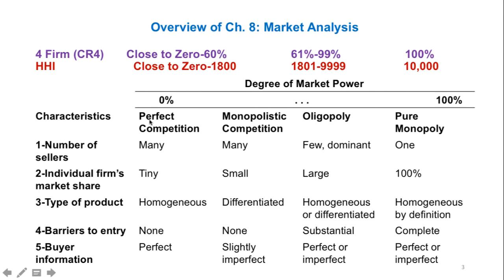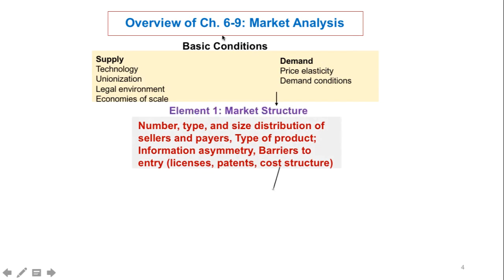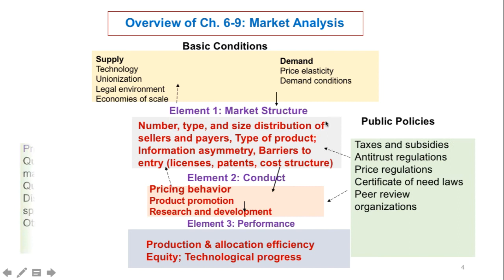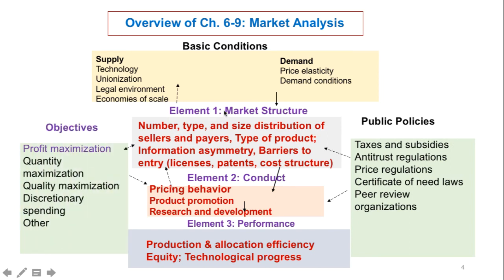So we look at these characteristics for any industry based on the number and market share, type of the product, barriers to entry, and buyers' information. We determine the market power in an industry. In chapters 6 and 9, we use this market analysis chart for analyzing the market.